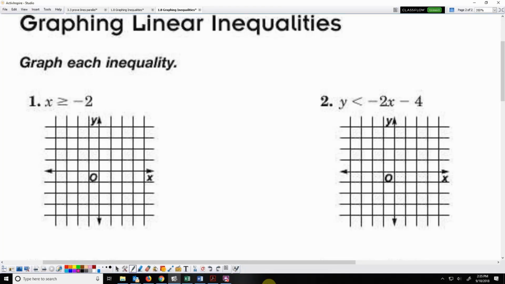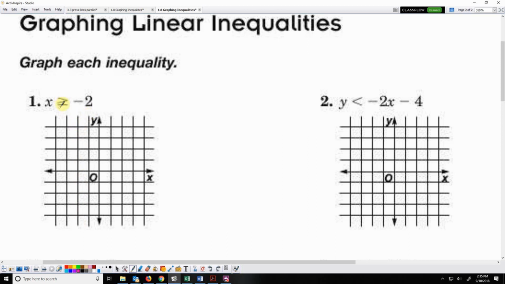Guys, welcome back. Today we are going to graph linear inequalities. So for this first one, x is greater than or equal to -2. If we just thought of this as x equals -2, that's going to be a vertical line right here where the x value is -2.